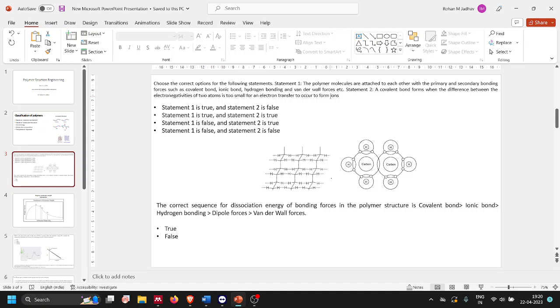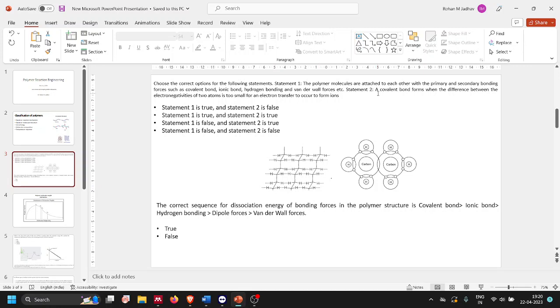So the primary force which attaches the polymer together is the covalent bond. The monomer molecules are attached to each other through covalent bonding, and ionic, hydrogen, and van der Waals forces are the secondary forces which exist between different chains. As you can see right here, in this long chain polymer molecule, you can see one, two, and three chains. And you can see the hydrogen atoms which are present here are forming hydrogen bonds. So hydrogen bond is a secondary force, and the covalent bond which is formed inside the chain itself is your primary force.